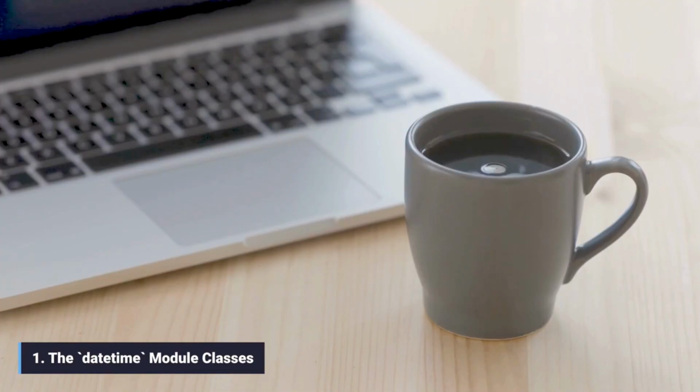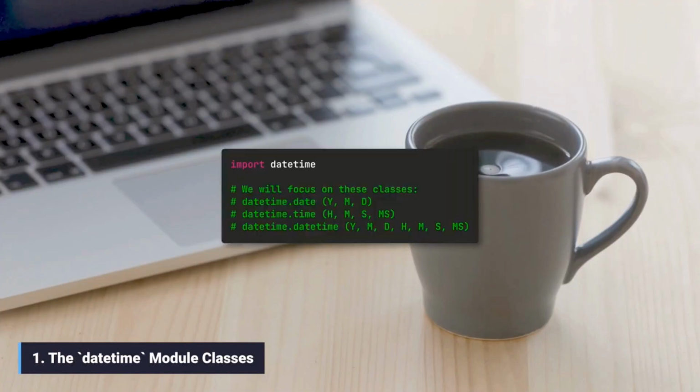1. The datetime module classes. The datetime module contains several classes. The three most important are the date class, which holds year, month, and day information, the time class, which holds hour, minute, second, and microsecond information, and the composite datetime class, which holds all of this information combined. We must import the module before we can use any of these classes.